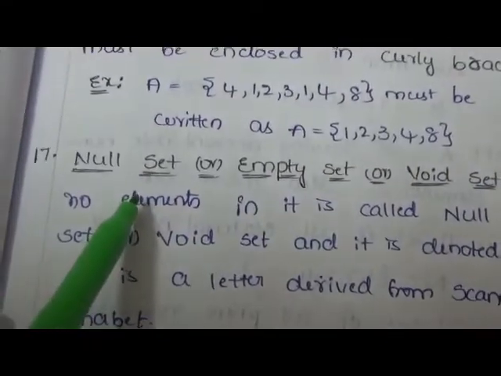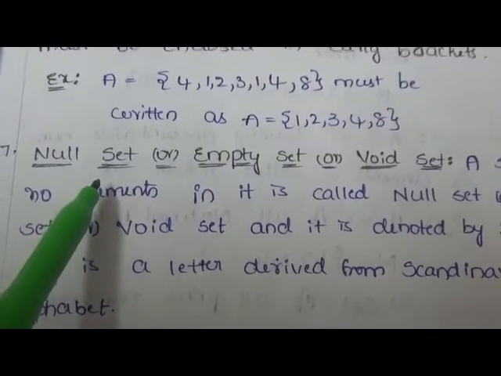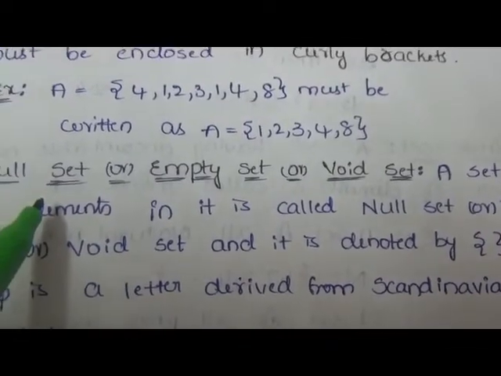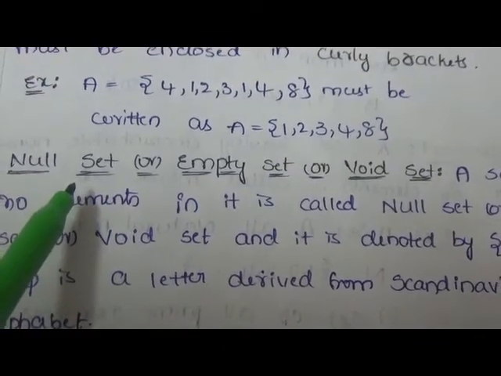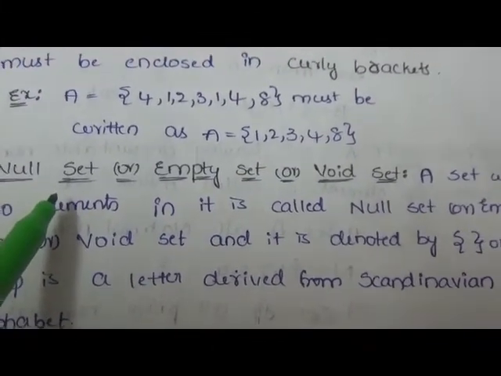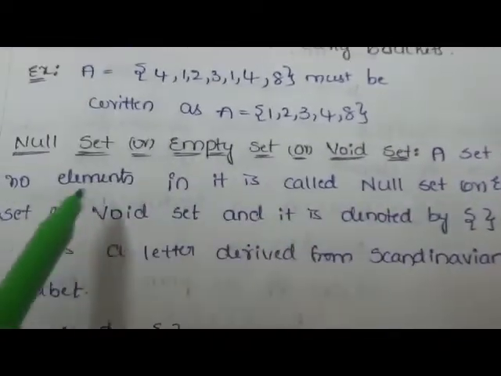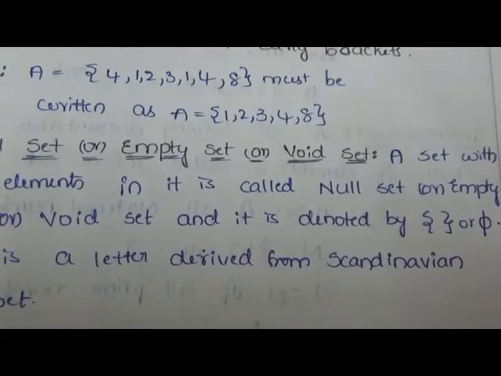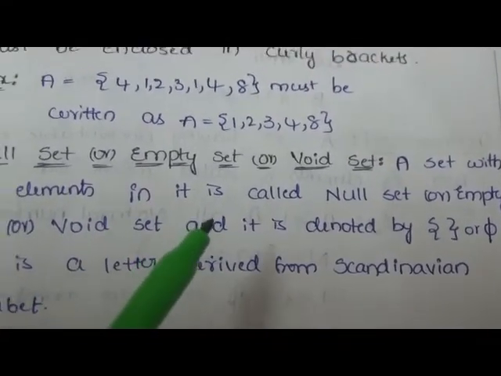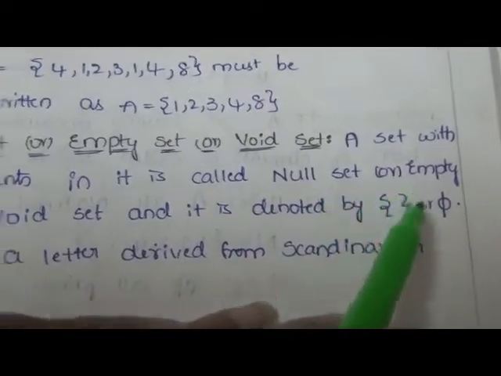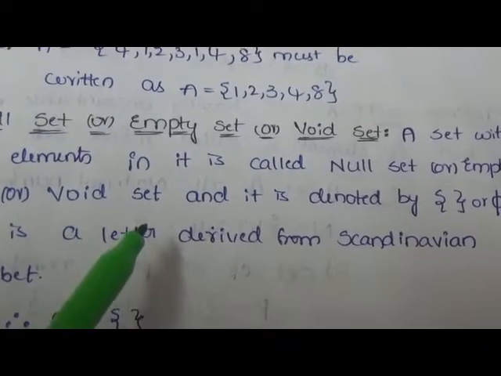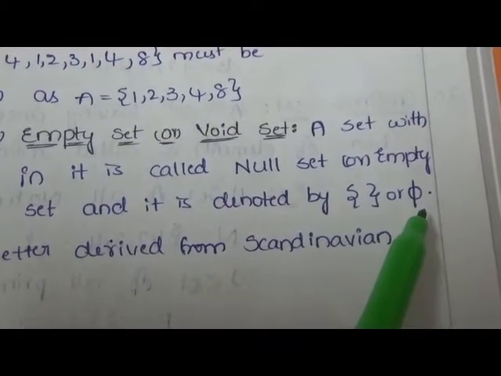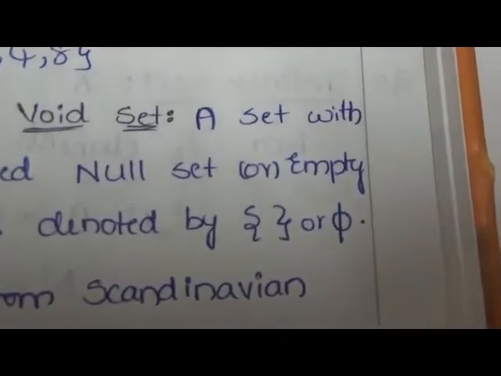Now the types of sets. The first one is the null set, or empty set, or void set, whatever you want. I just mention those names: null set, empty set or void set. It is a set with no elements in it. There are no elements in the set. It is denoted with the empty set symbol or φ. These two are the symbols.